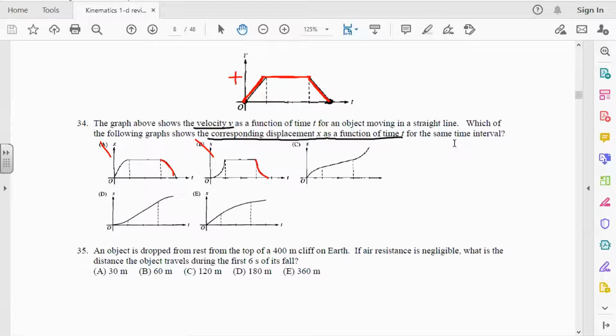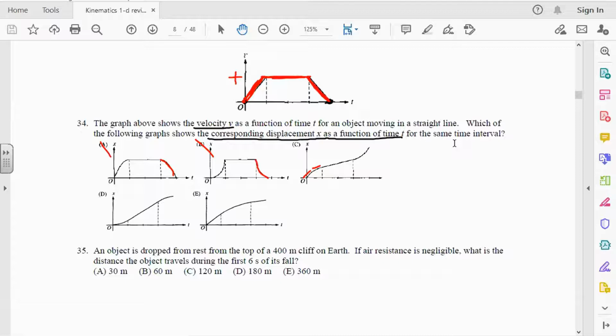So what I need for my position time graph is I need the slopes of tangent lines to increase, then I need a linear portion of the graph, and then I need the slopes of my tangent lines to decrease. So if I look at C, I can draw tangent lines, and I can see right off the bat, from the first tangent line to the second one, it gets flatter.